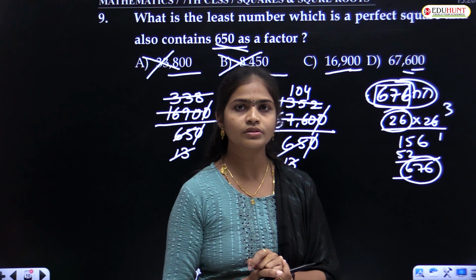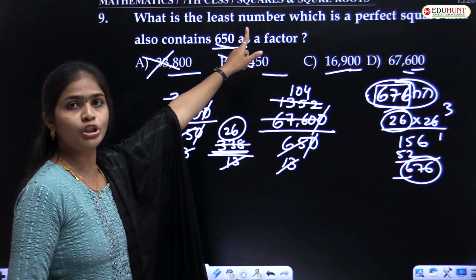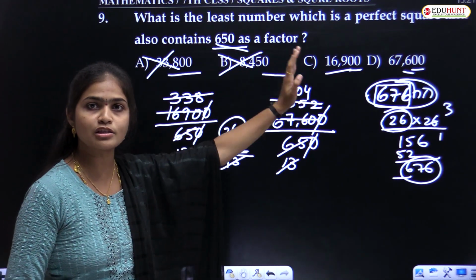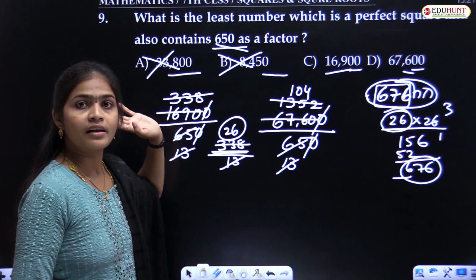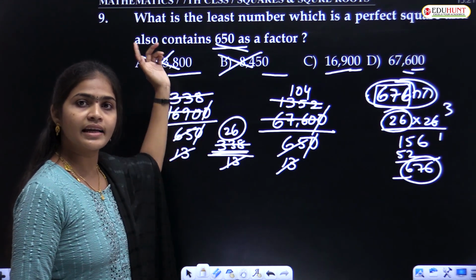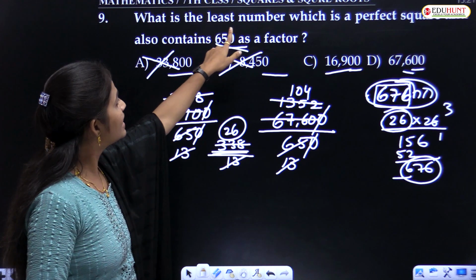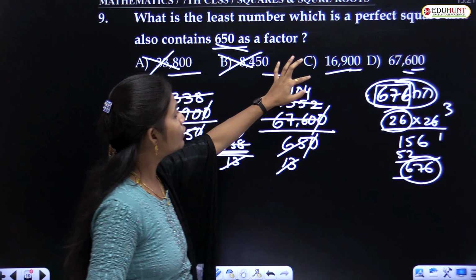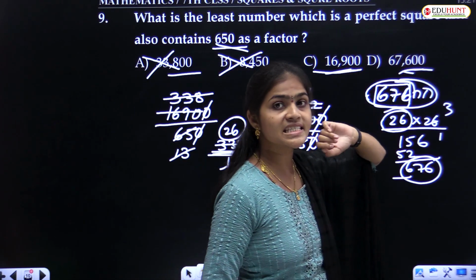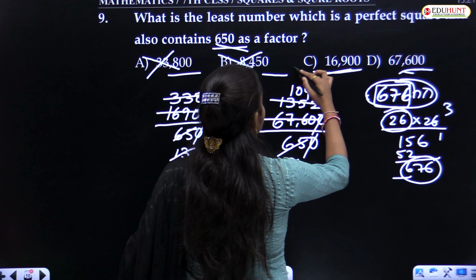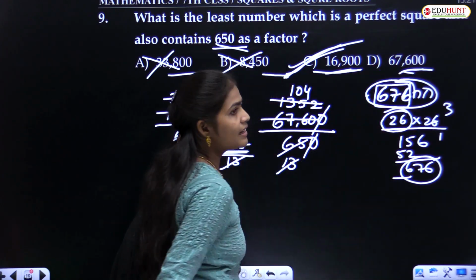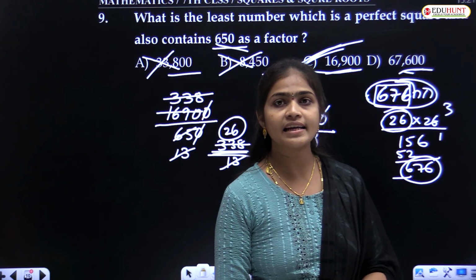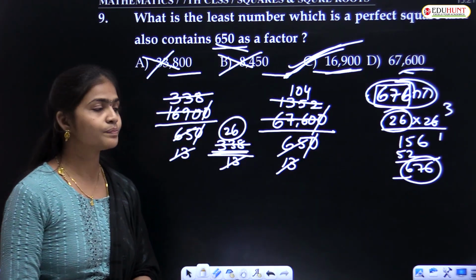Now what do we have to do? So again read that question properly. These two numbers have 650 as a factor, and those two numbers are also perfect squares. Up to here completed. Now which one is the correct option? Yes, again read the question. What is the least number which is a perfect square? Least number. So when you observe these two numbers, which one is the least one? Yes, 16,900 is lesser than 67,600. So which option is correct? Option C is correct. Okay.